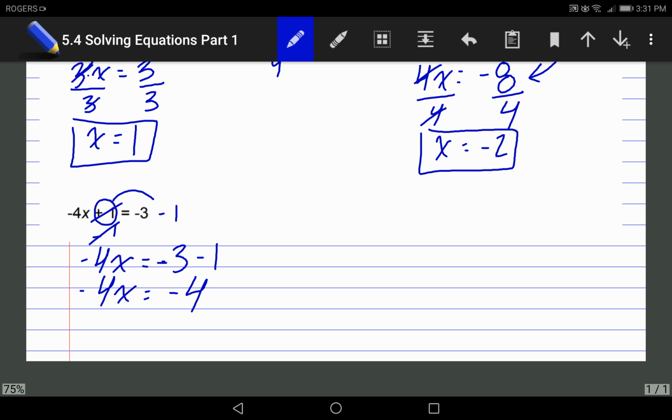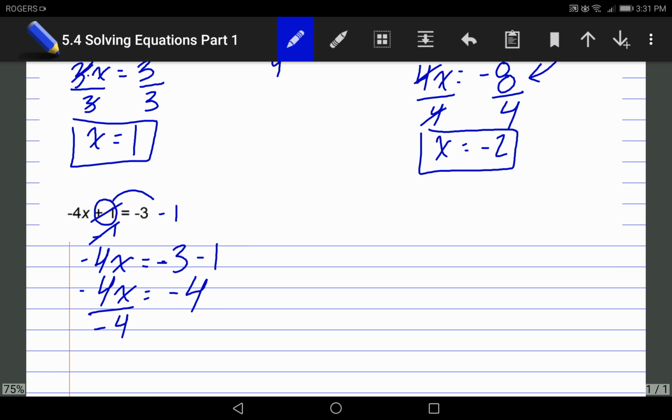Now the last step, get rid of this negative 4. How do you do that? Divide it out, because it's times x. So it's divided by negative 4 on both sides. Negative 4x divided by negative 4 is just positive 1x, or just x. So these cancel each other out. And negative 4 divided by negative 4 is positive 1 in your calculator. Once again, if you don't know if you got the right answer, you can sub in x equals 1 back into your equation and see if left side equals right side.